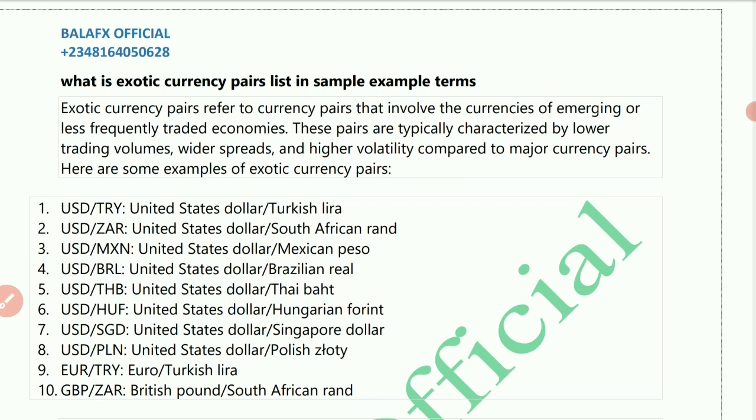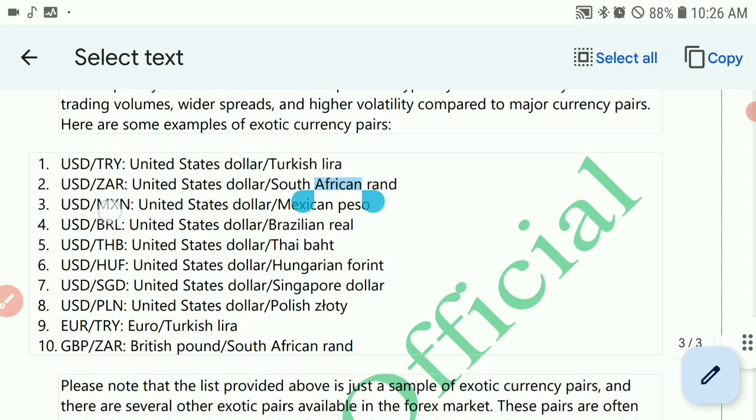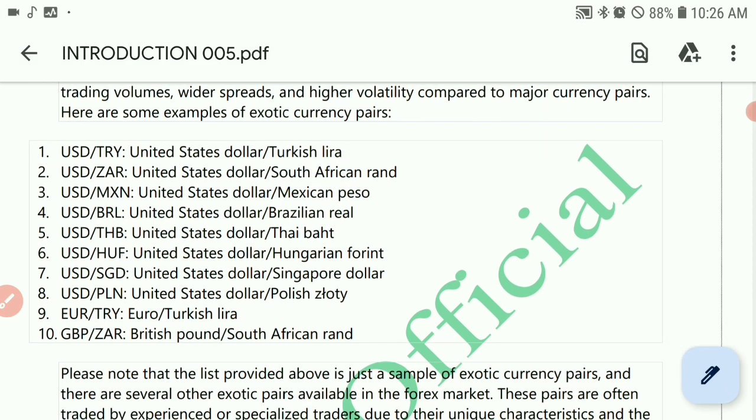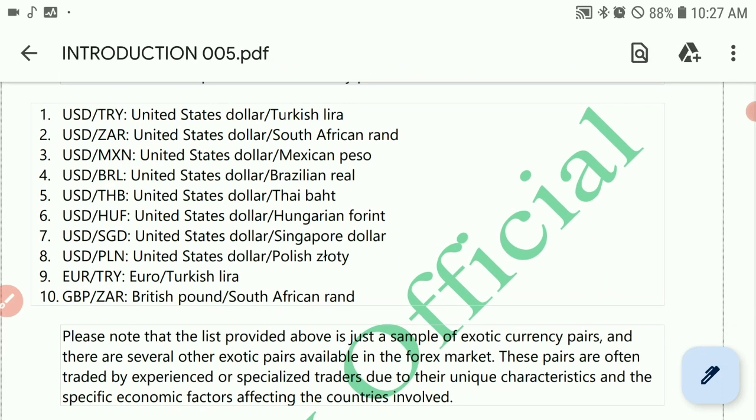Look at the examples: US dollar and Turkish lira, US dollar and South African rand, US dollar and Mexican peso, US dollar and Brazilian real. So these are the exotic currencies that don't normally move the market too much as a forex trader, but when they move, they are the ones that are not traded much.